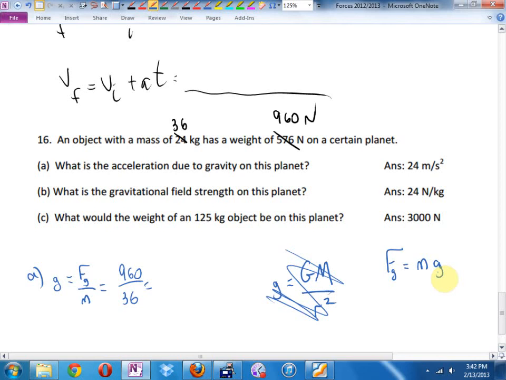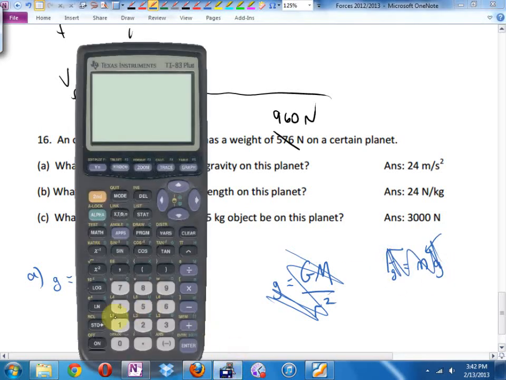Okay? So I said, oh yeah, you want to get the g by itself? Divide by m. And I put the subscripted g there to remind myself that's the force of gravity. That's the weight. That's the 960 divided by the mass. You were totally right, kiddo. I have no idea what this is. I'll be stunned if it works out evenly. 26.66666666.